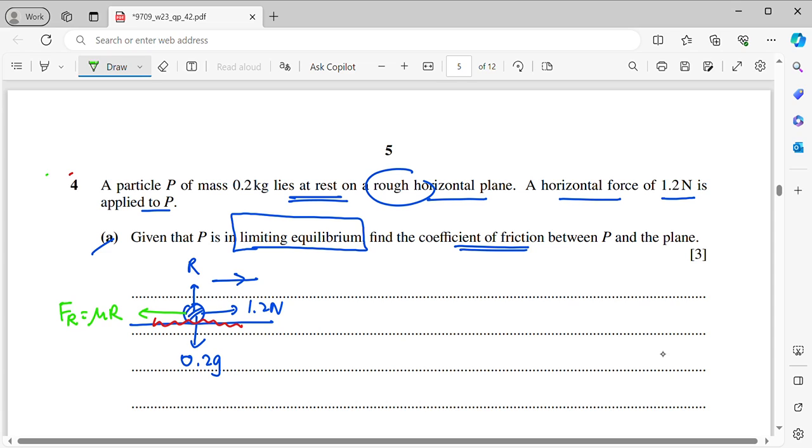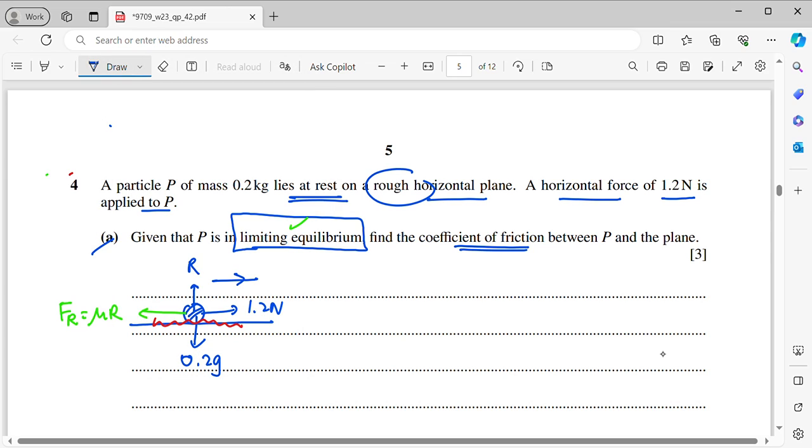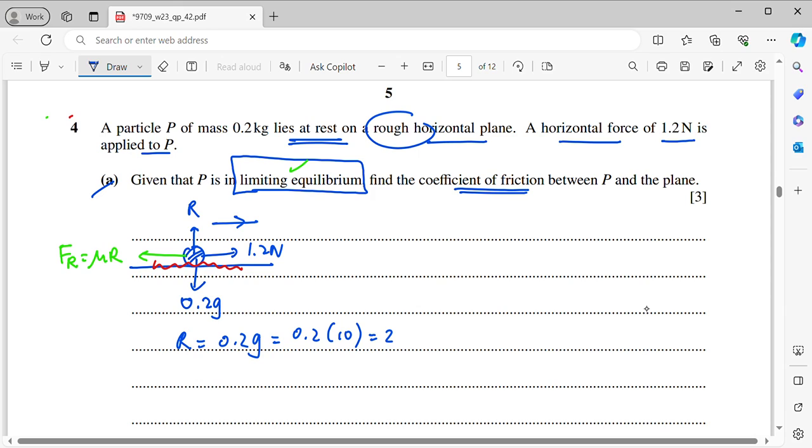Now it is in limiting equilibrium, meaning the particle is not moving yet, it's just about to move. So from here, my R is 0.2 g, which is 0.2 times 10, which is 2. Now you use F equals ma. When it is at rest, u equals 0, so definitely your a will be 0, because no speed, therefore no acceleration. The particle is about to move to the right side.